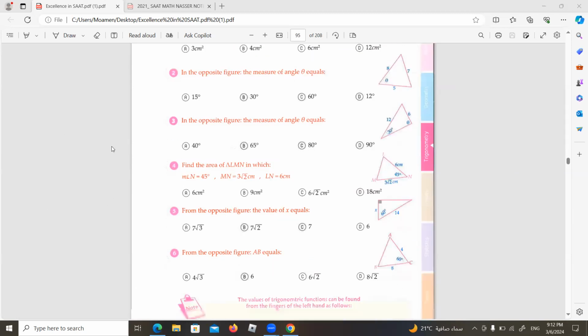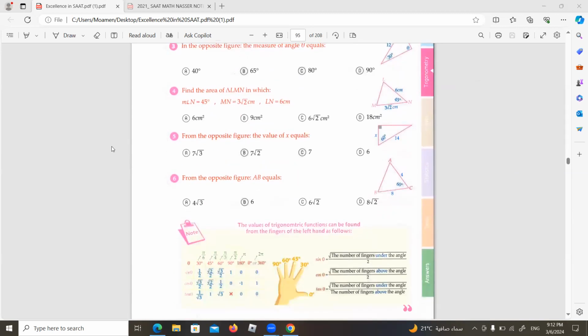We go to number 4. Already we solved it. We go to number 5. What about number 5? Number 5 is a 30-60 triangle. Yes, it's a 30-60 triangle, Mister, also. So I can solve it from the first side.